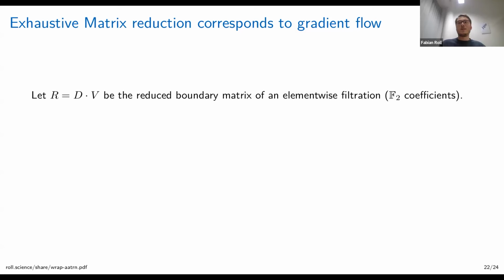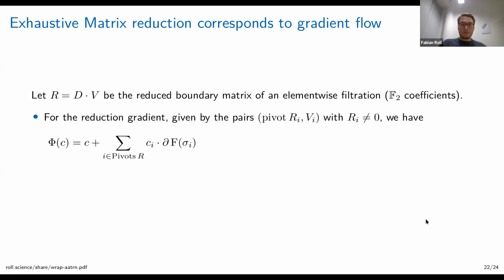Okay, so exhaustive matrix reduction and gradient flow. Again, I want to start with R equals dV, a reduced boundary matrix of an elementary situation. For the sake of simplicity, let's take F2 coefficients, so it's getting easier, and we're doing this nevertheless all of the time. First, I want to remind you of the reduction gradient. The pairs in the reduction gradient are given by the pivots of non-zero columns in the reduced matrix R and the corresponding column in the V matrix, as depicted here.